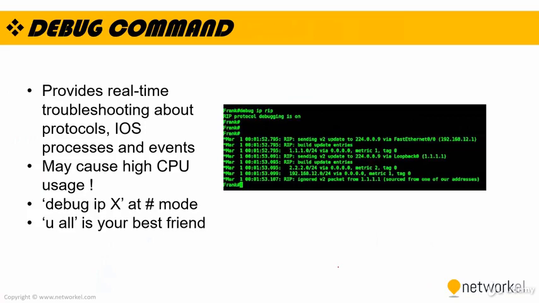And we also have the debug command, which provides real-time troubleshooting about protocols, IOS processes, and events. But please keep in mind that you should use the debug command very, very carefully, because the debug command may cause high CPU usage. If you want to stop the debugs that you opened, you should perform the undebug all command, and that's your best friend. For example, debug ip rip is an example usage of the debug command, and you are debugging the RIP messages.